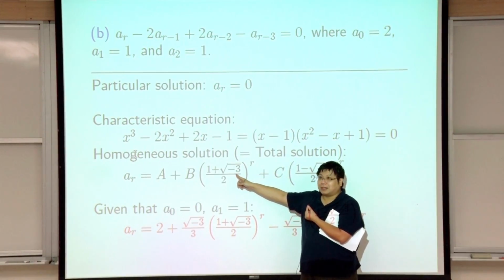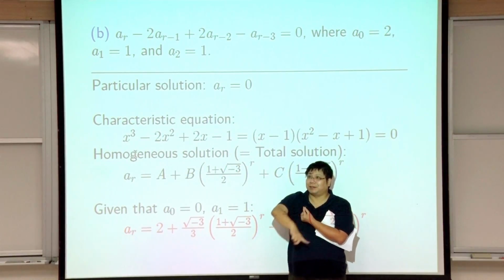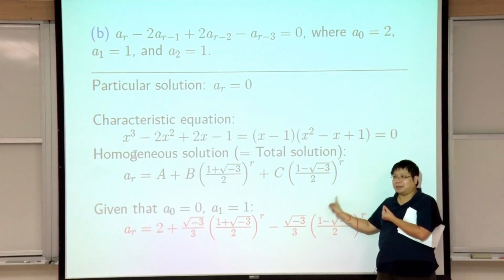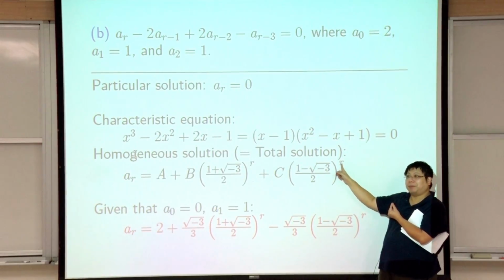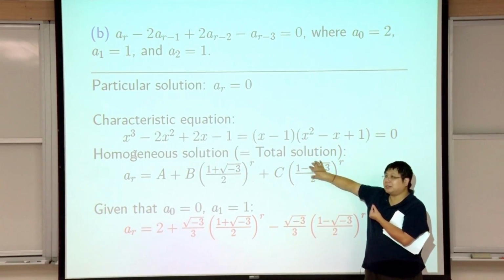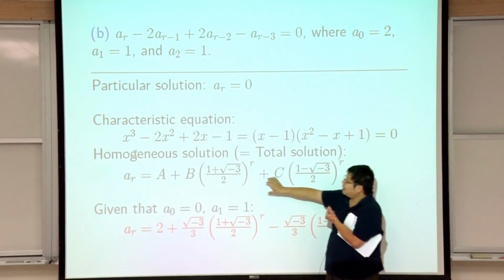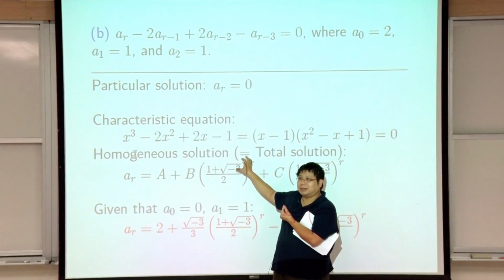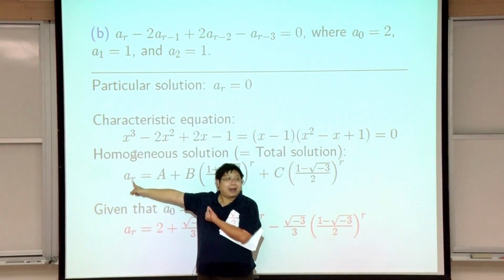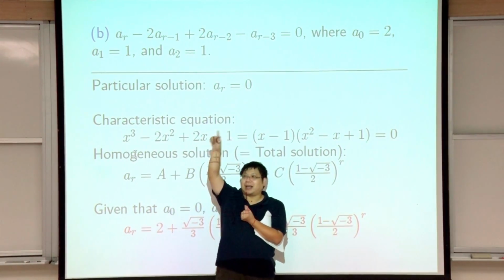It means that after 6 steps, it will go back to itself. And this one also, after 6 steps, so if r becomes r plus 6, then this part will be the same as before. So this number to the power r is the same as this number to the power r plus 6. And similarly, this number to the power r is equal to this number to the power r plus 6. What does that mean? It means that ar is equal to ar plus 6. So there is going to be a cycle of length 6.